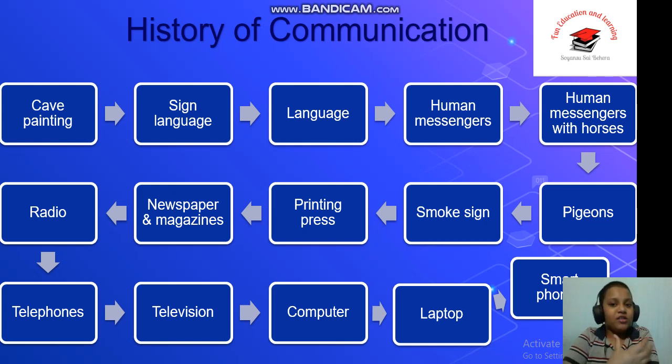It uses wires. Then came the television. It also uses satellites. Then came the computer. Then the laptop. Both of them are versions of each other. A laptop is a smaller version of a computer and easier to carry. Then came the smartphone. It is also a version of computer and laptop, but it is so small that we can carry it in a hand. First came the phones with buttons. Now there are smartphones which we can touch and use.